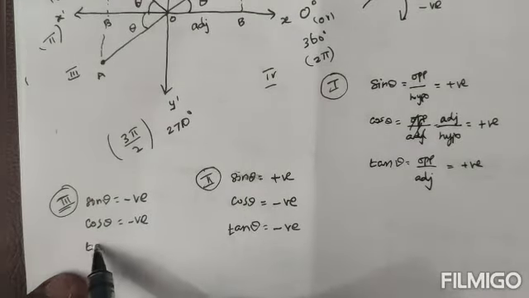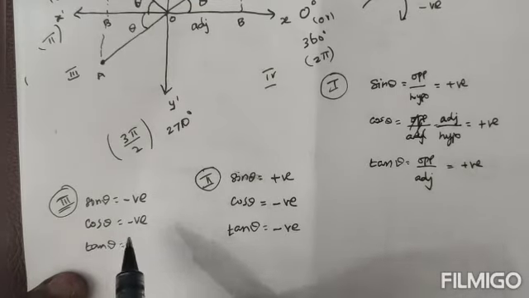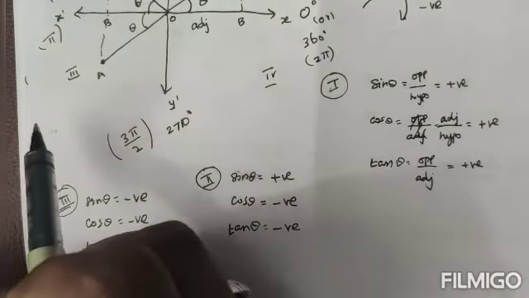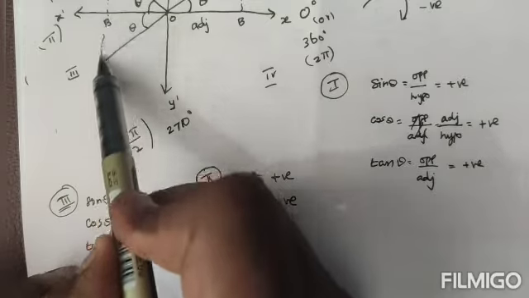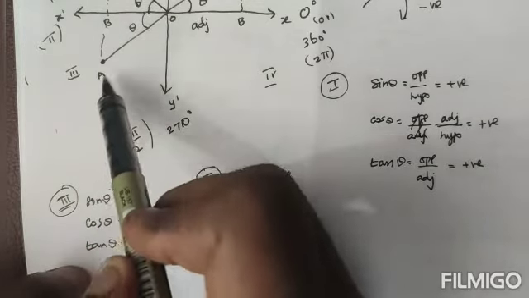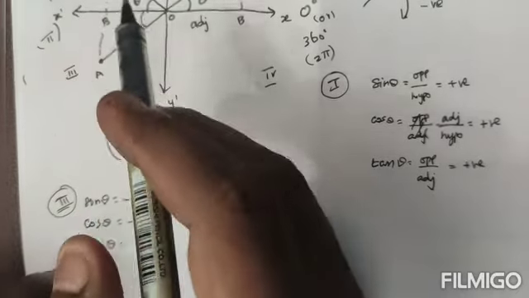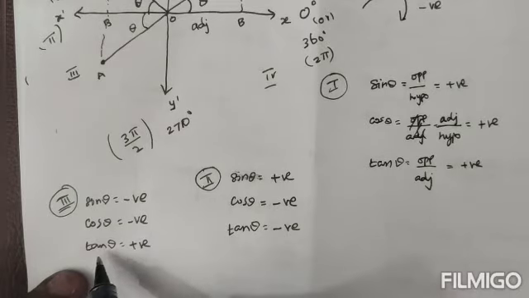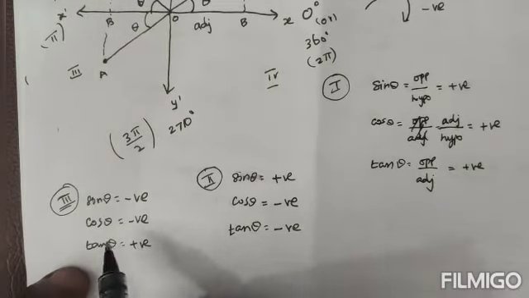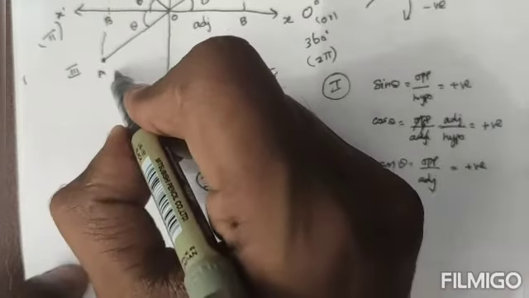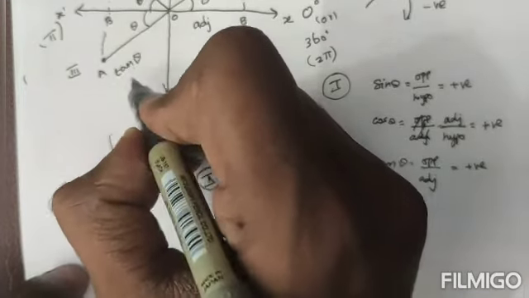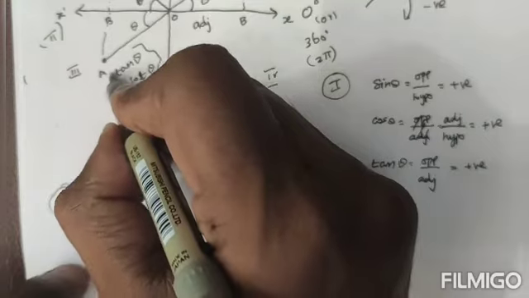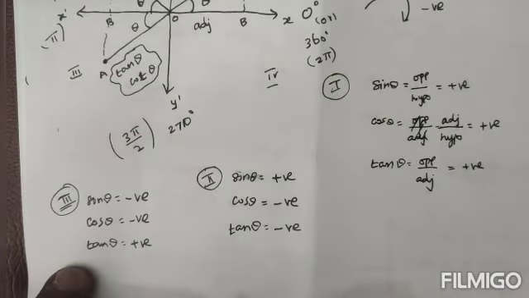Next, tan theta. You know that the tan theta formula, that is opposite divided by adjacent. So opposite is negative, that is y dash, and then adjacent also negative, so negative by negative is treated as positive, so here tan theta and its reciprocal value cot theta, so tan and cot only are positive. So in the third quadrant tan theta and cot theta, these two are treated as positive, remaining all negative.